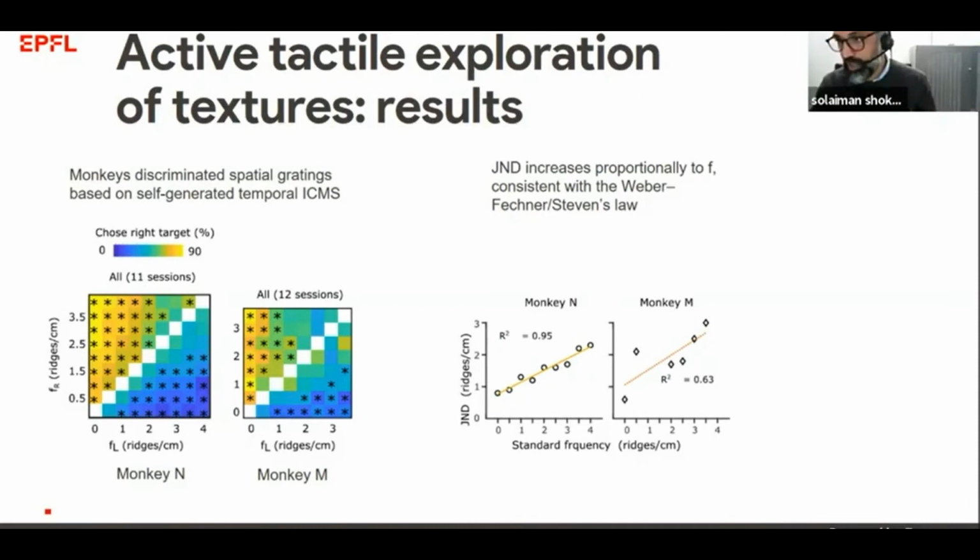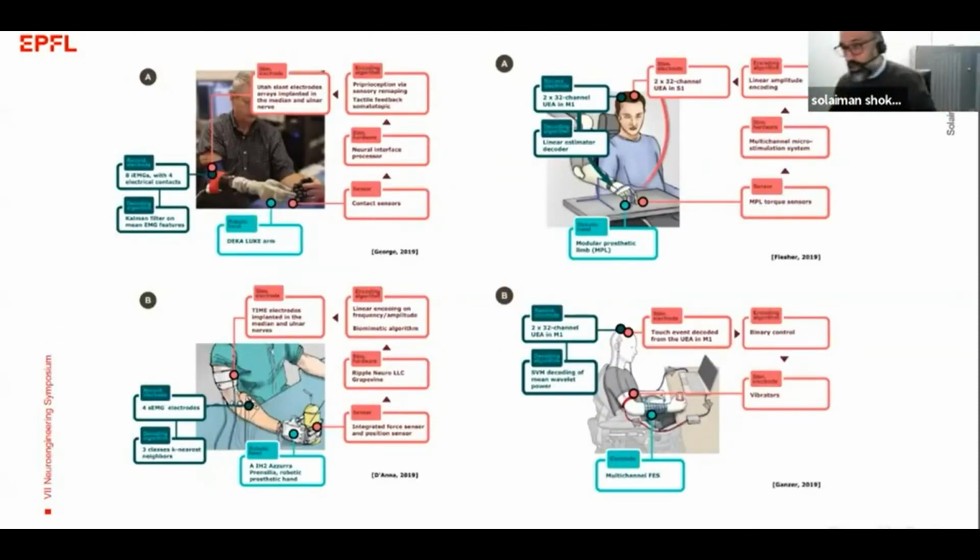of this presentation. We did this work on many different examples of bionic hands, here by George and colleagues, or here by Dana and colleagues, and different examples of bidirectional brain-machine interfaces. I just showed you one example with monkeys. This is also being done today clinically. Here's one example at the University of Pittsburgh, and this is an example by Ganzer and colleagues.